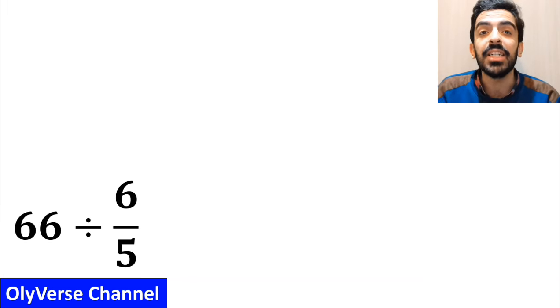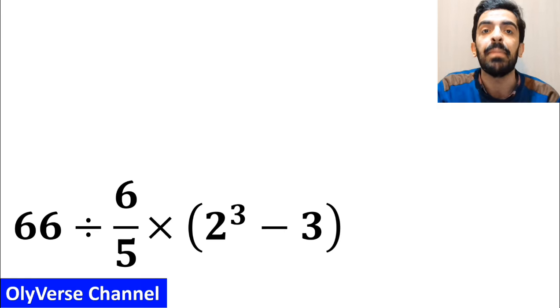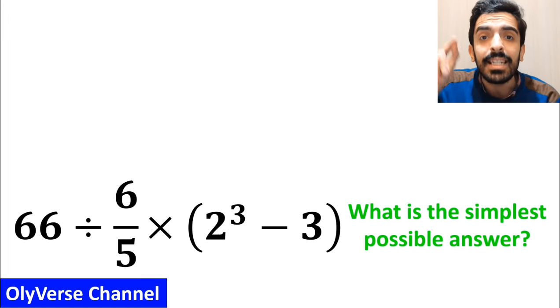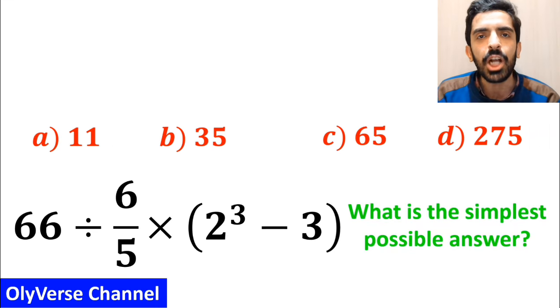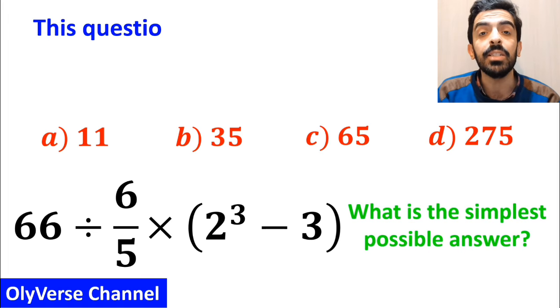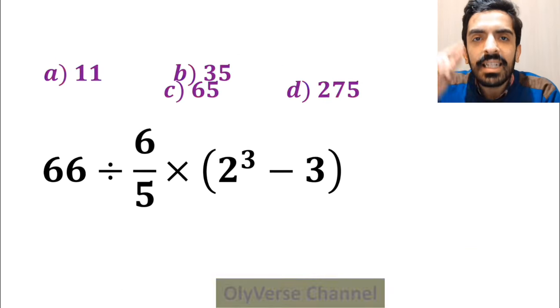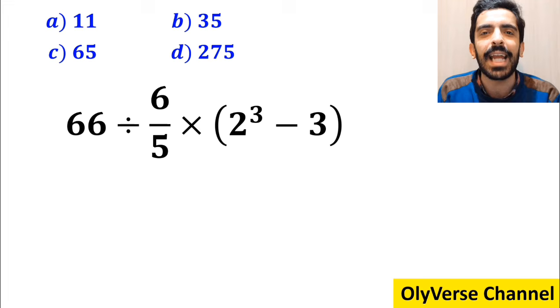If we have the expression 66 divided by 6 over 5 multiplied by (2 to the power of 3 minus 3), then what is the simplest possible answer to this question? Which option do you think is the correct answer to this question? This expression is so tricky that many people end up with the wrong answer. Let's dive in and break it down step by step together.